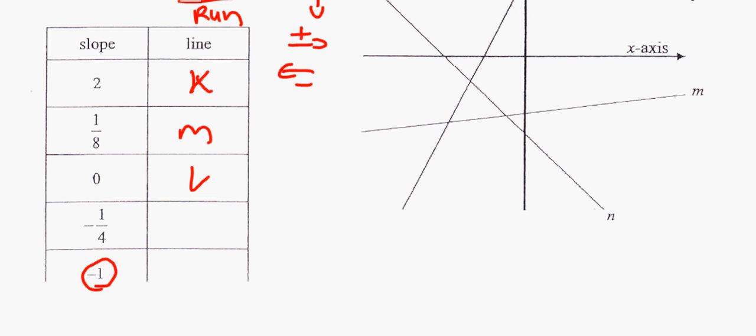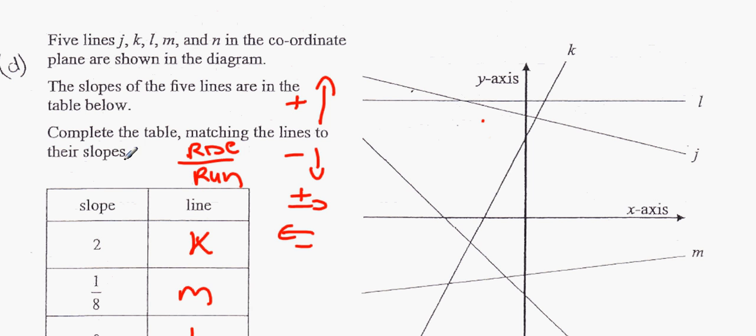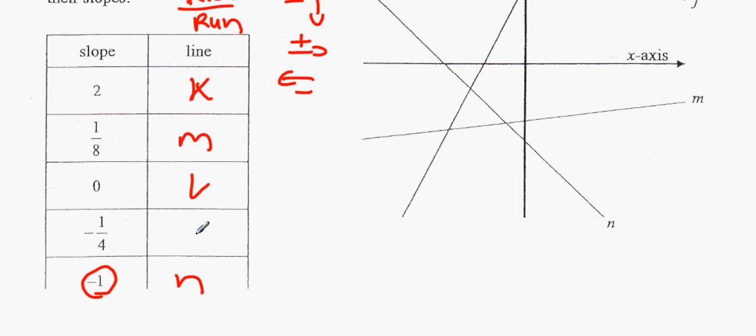So basically what we're looking at here is N is going to be -1, and -1/4 is going to be J, which isn't as steep. So this one here is going to be J.